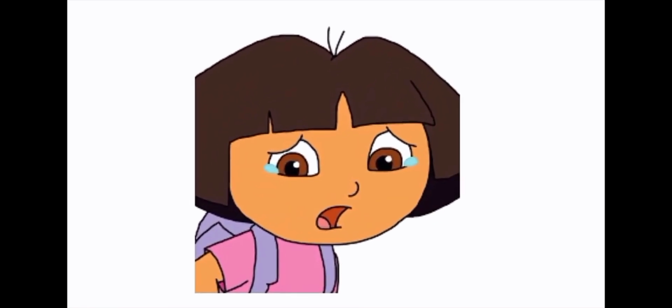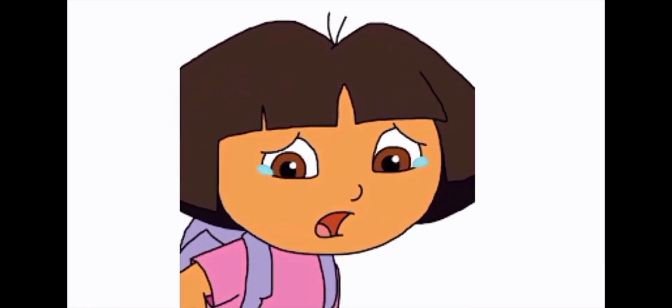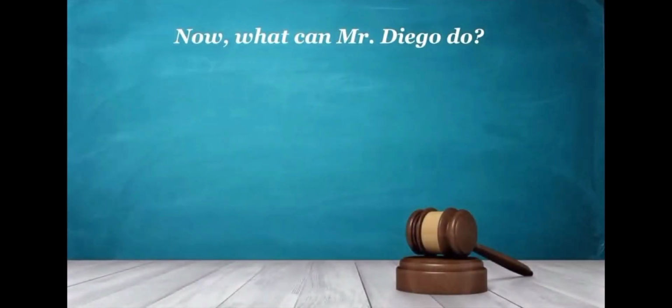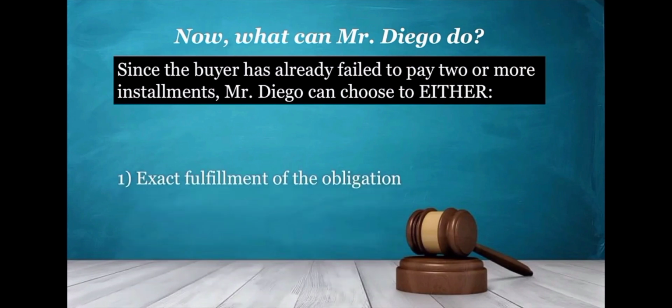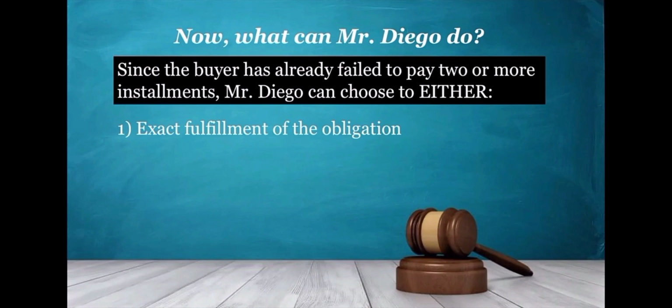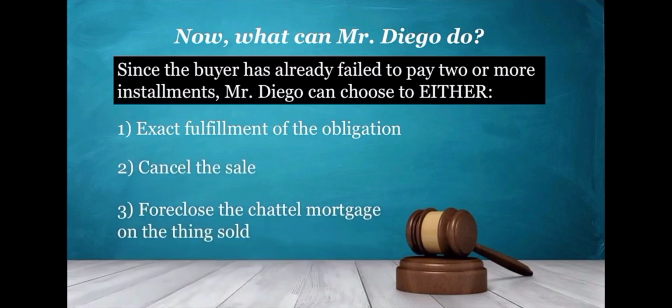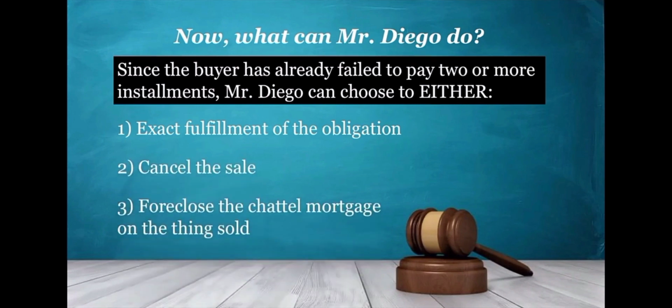Now, let's say Dora was experiencing more serious financial difficulties and defaulted in the payment of the 13th, 14th, and 15th installments. Now, what can Mr. Diego do? The buyer has already failed to pay two or more installments. Mr. Diego can choose to either: one, exact fulfillment of the obligation; two, cancel the sale; three, foreclose the chattel mortgage on the things sold. Remember that since these remedies are alternative, Mr. Diego can only choose one.